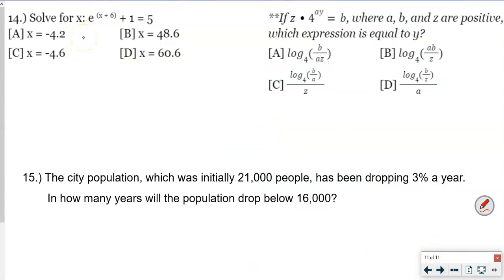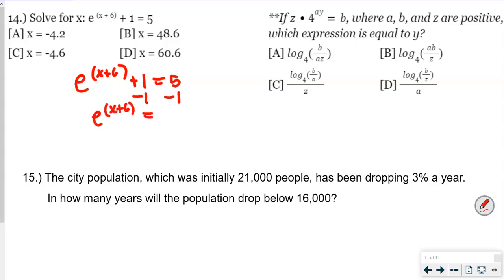So when we do this one, I'm going to rewrite it here. e to the x plus 6 plus 1 equals 5. So we're going to subtract that 1 from both sides first. So we get e to the x plus 6, and that's going to be equal to 4. So how do we get rid of an e? Remember, the inverse of e is ln, so we're going to do the ln of both sides. So that's going to get rid of that one.